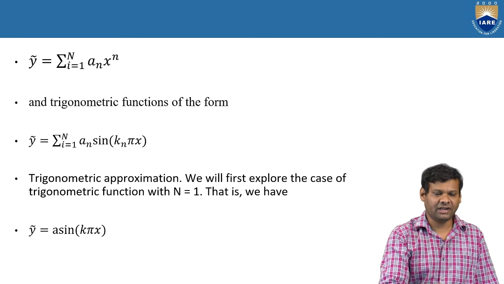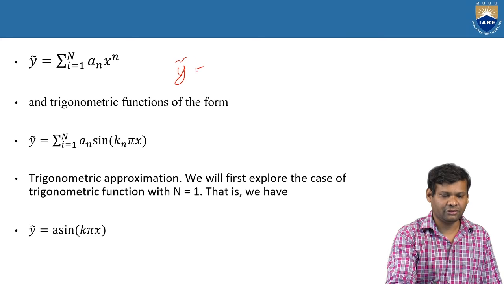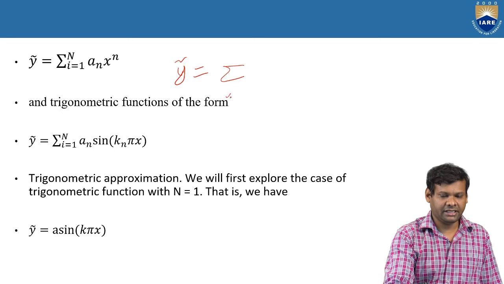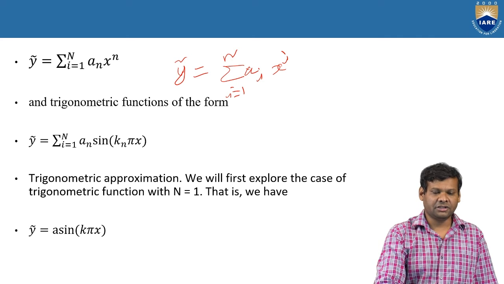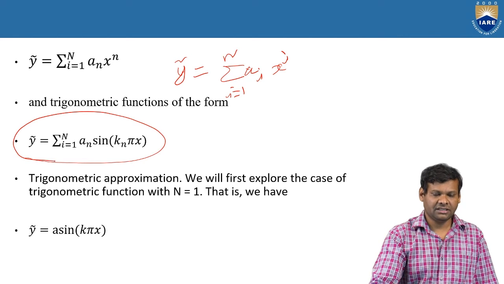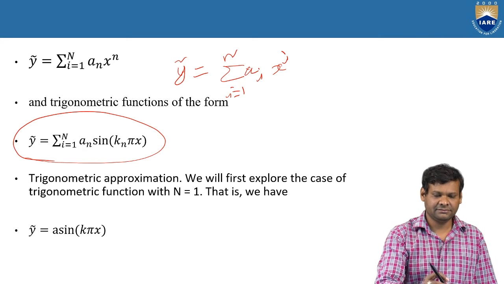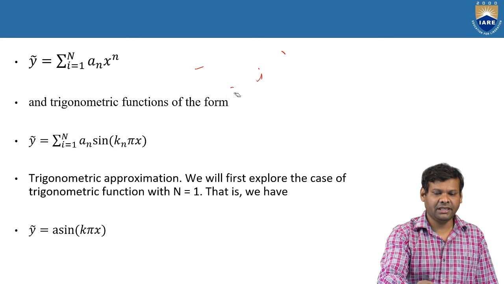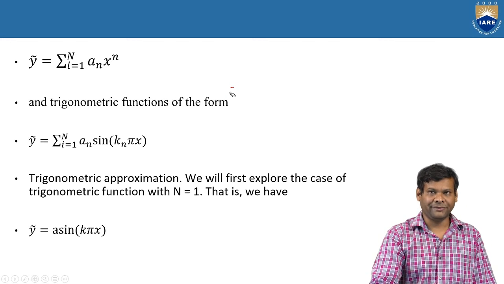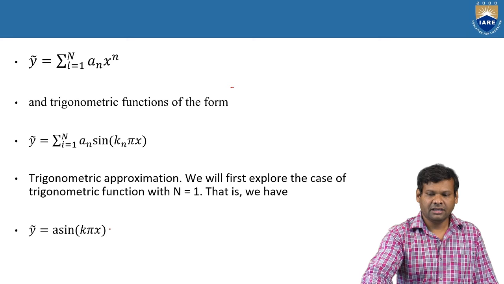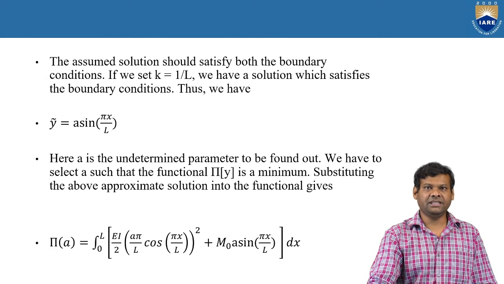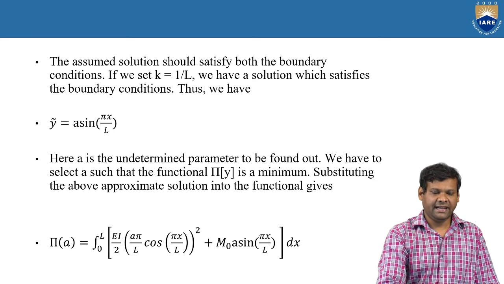In the form of polynomials, what we can write is the approximate value of y equal to sigma i equal to 1 to n of a_i x^i. And if you would like to express it in terms of trigonometric functions, you can express this as follows. Doesn't it look like a Fourier series expansion? For the time being, we are considering the trigonometric series with n equal to 1 with homogeneous boundary conditions. Finally, what we get is y tilde equal to a sin k pi x for n equal to 1.